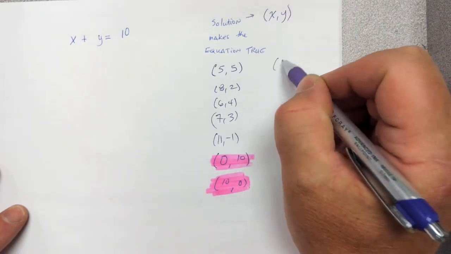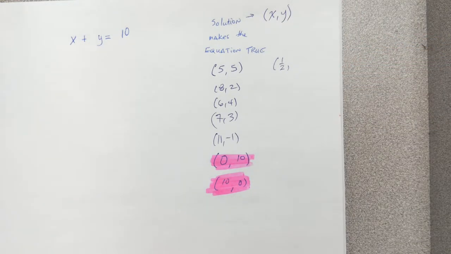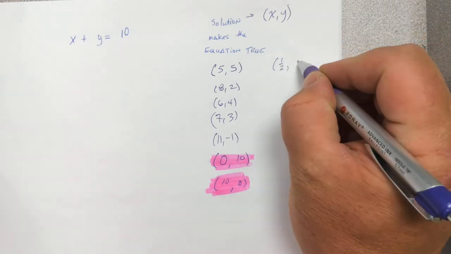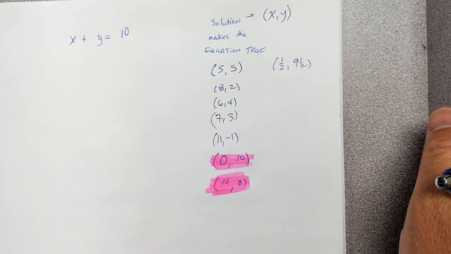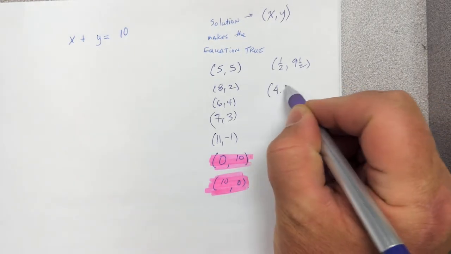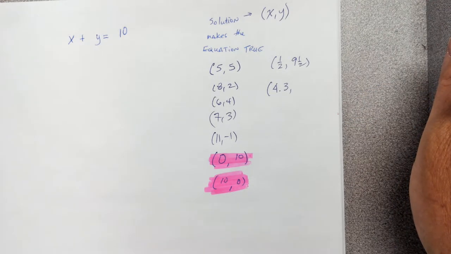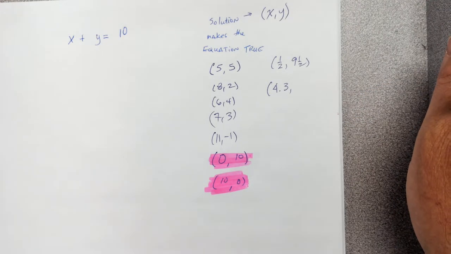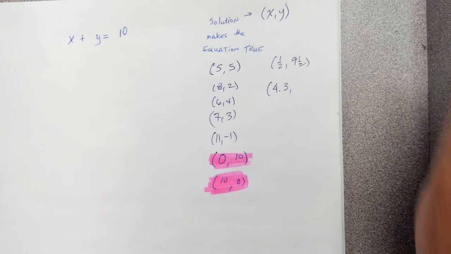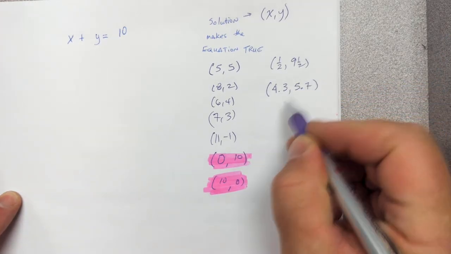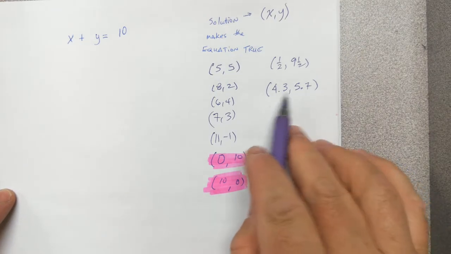What if X was 1/2? Oscar, you know what Y would have to be? 9 1/2? Yeah, it's really not that bad, is it? What if X was 4? Ay, ay, ay. What if X was 4.3? What would it be? 5.7. Because the 0.7 and the 0.3 make 1, and you have the whole one, right?